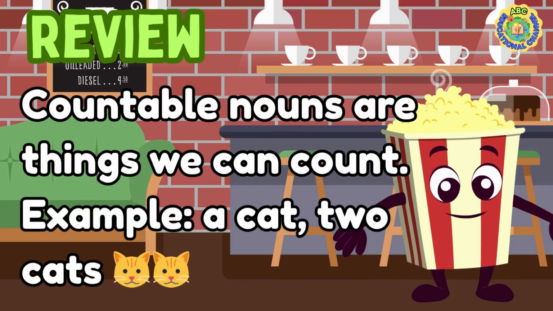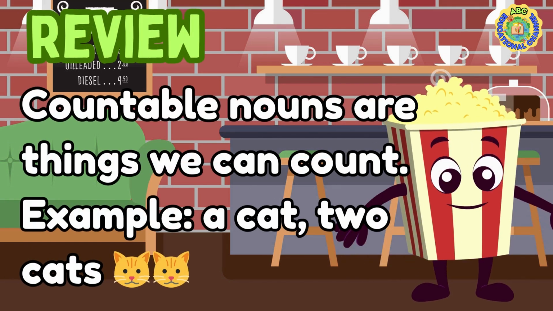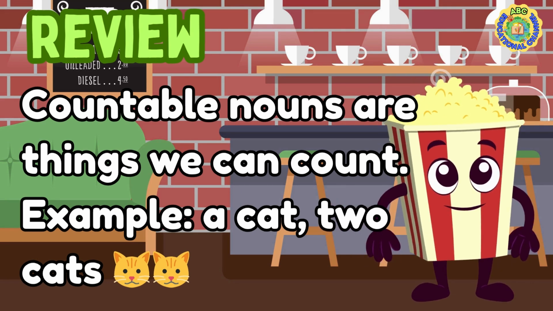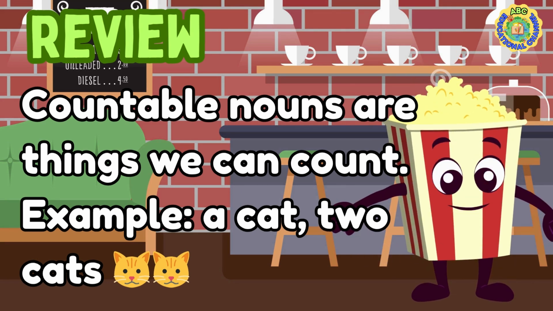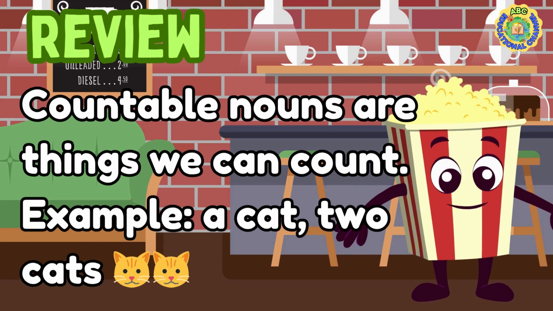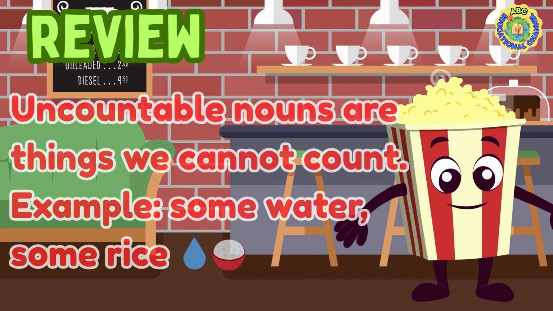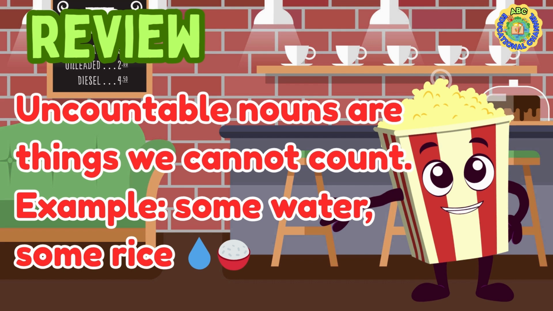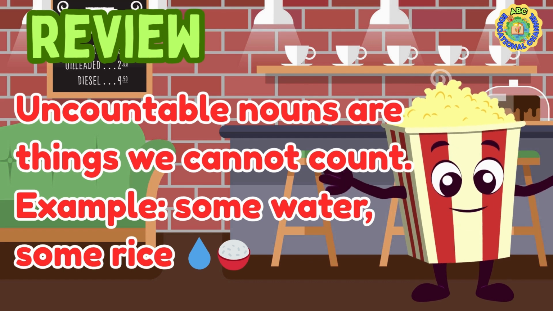Let's review. Let's check what we've learned today. Countable nouns are things we can count. Example, a cat, 2 cats. Uncountable nouns are things we cannot count. Example, some water, some rice.